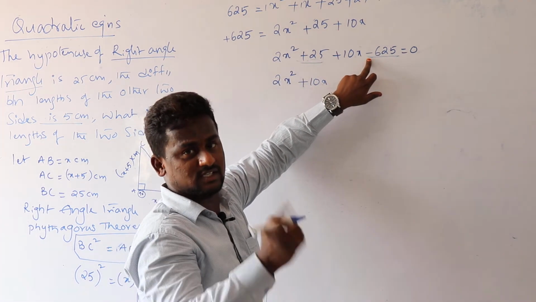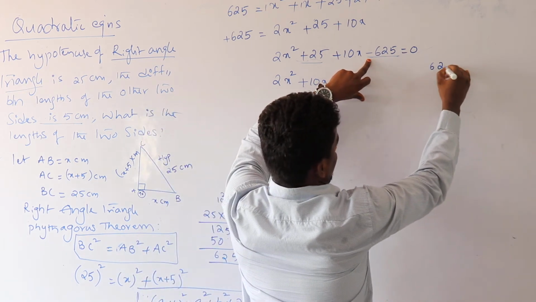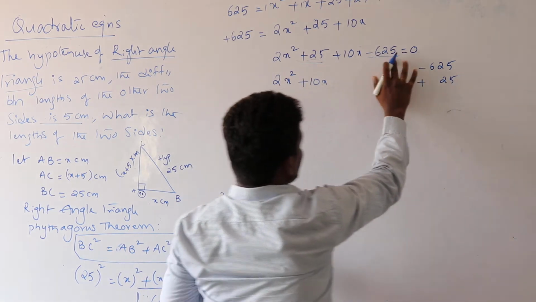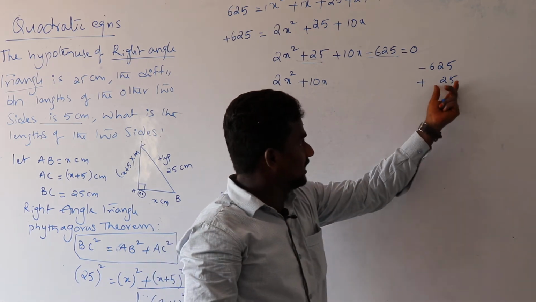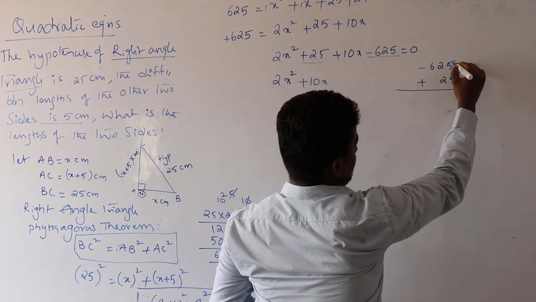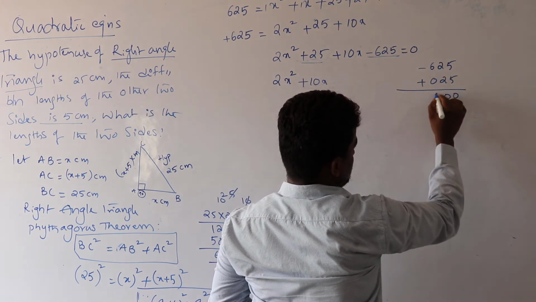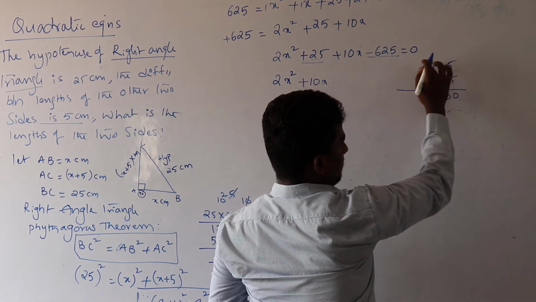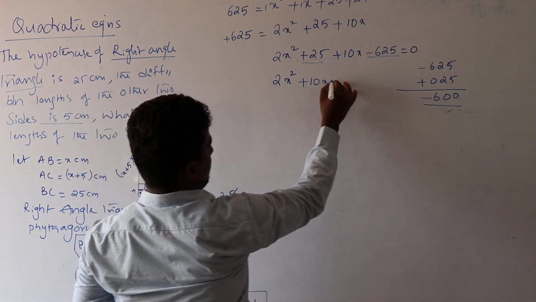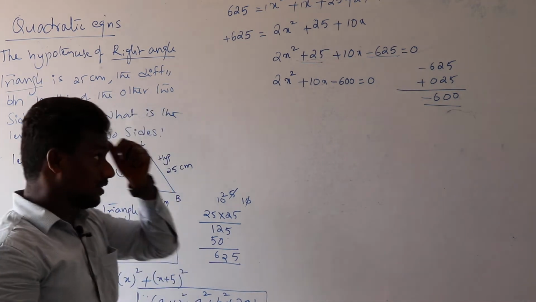So if they have different signs, what should we do? Subtract. That is 625 minus 625 plus 25. It is hundreds, it is tens, that's why I am writing in the tens place, not here 25. Subtraction: 5 minus 5 is 0, 2 minus 2 is 0, here 0, 6 minus 0 is 6. The big number is 625, that's why here minus, minus 600 equal to 0.